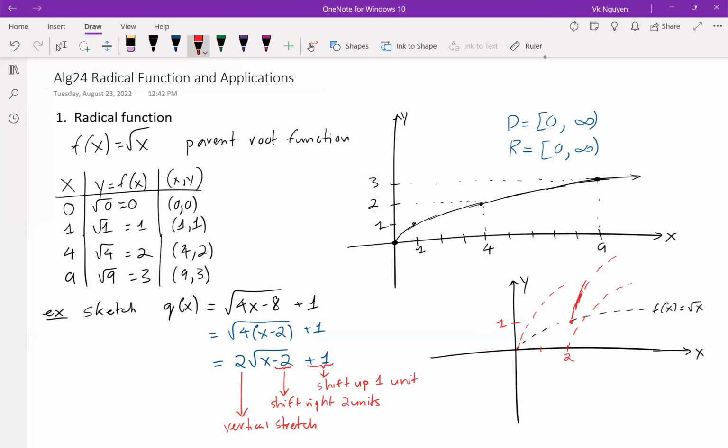The final graph is this one. It is g(x). The domain here is going from 2 to infinity. The range here is from 1 to infinity.